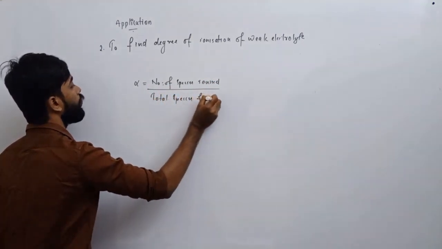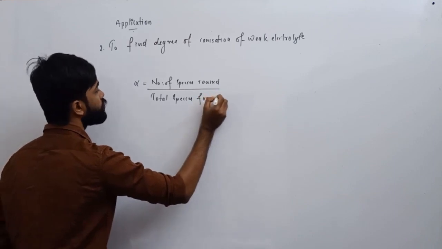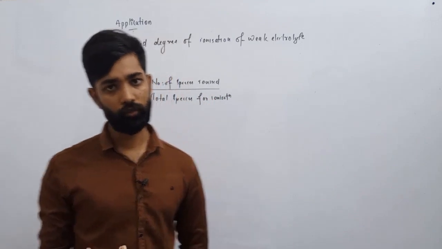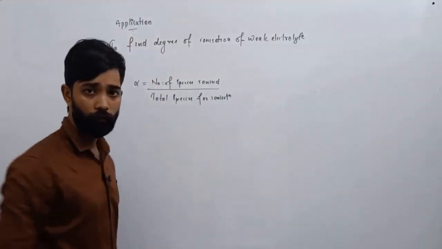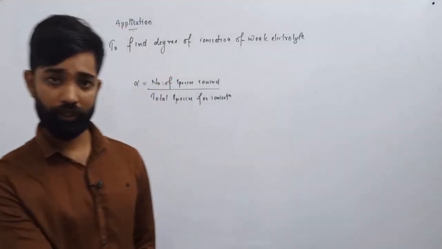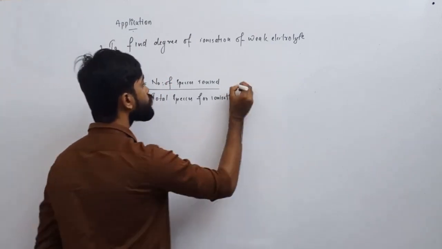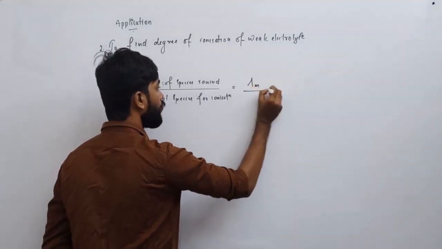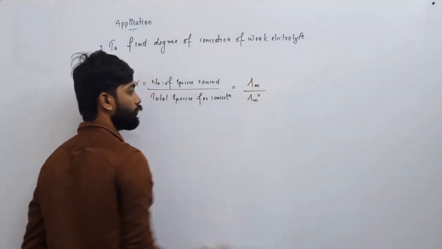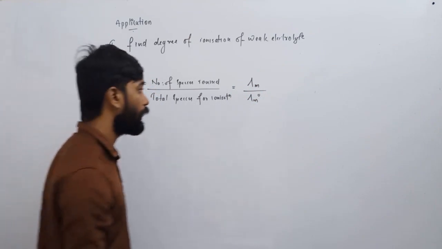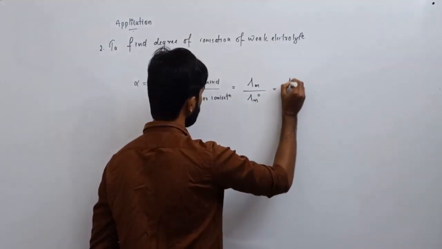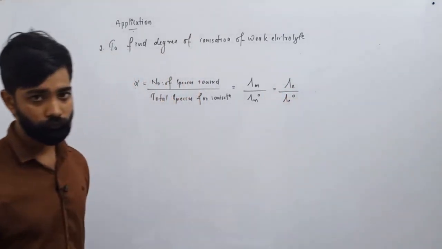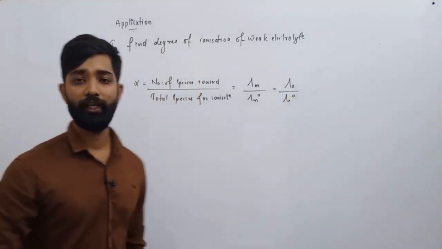species for ionization. How much electrolyte you are given for ionization, that is the denominator, and from that how much is ionized, that is the numerator. This value will be numerically equal to lambda m divided by lambda m0, or this value will be equal to lambda e divided by lambda e0, and that is the expression.